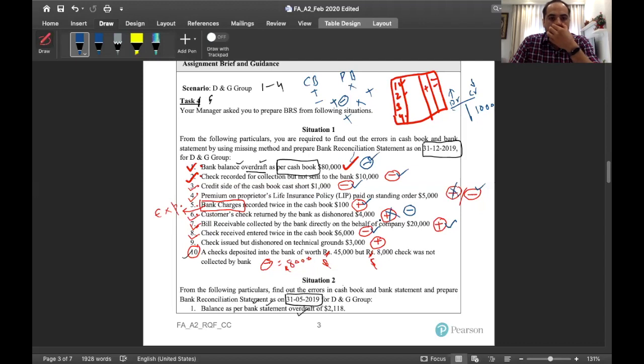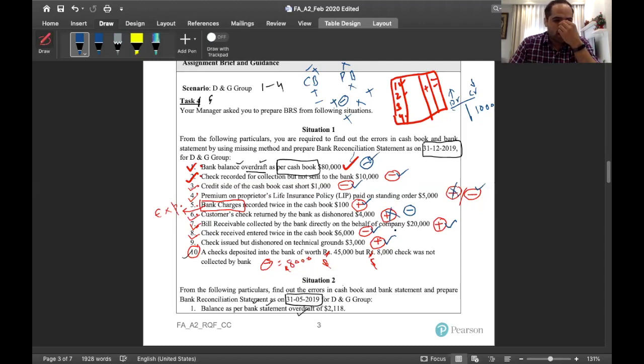Number 9, check issued but dishonored on technical grounds, which is 3,000. So in simple language, we issued a check, but the check was dishonored, so we will add back. Number 9 plus.